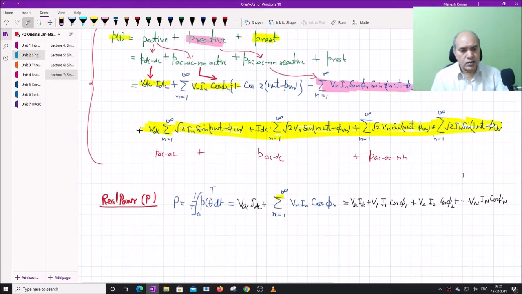Interesting? This is what, when someone asks you what is the real power in the case of a system having harmonics, you simply say V1 I1 cos phi 1 plus V2 I2 cos phi 2. Basically, we add all the active power formed by the individual harmonic components.